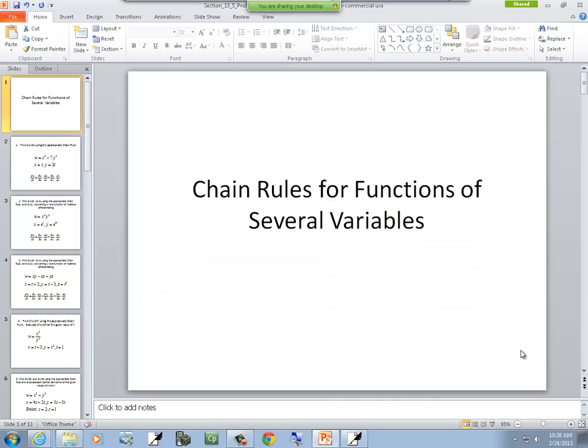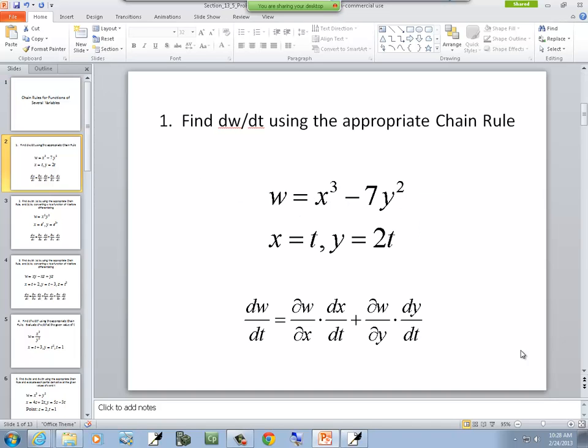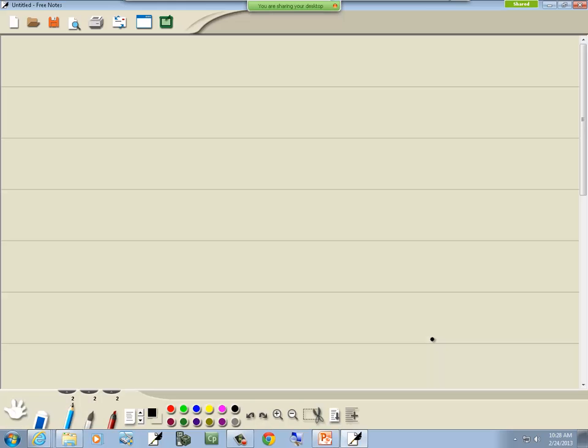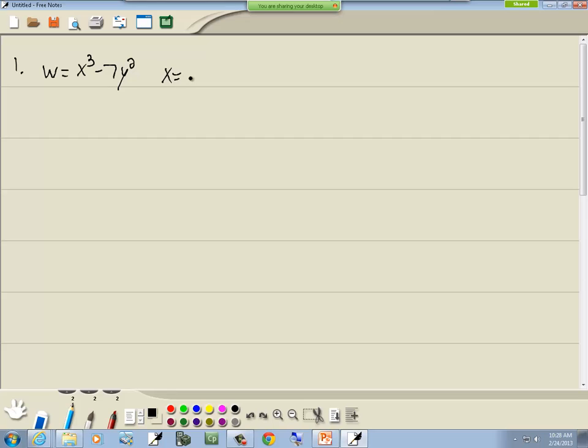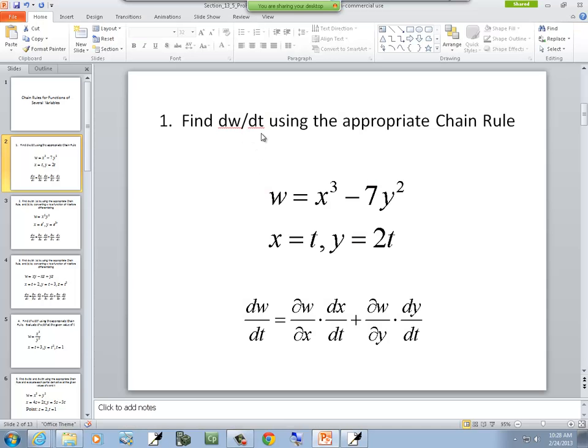Let's take a look at chain rules for functions of several variables, and we'll show it with an example here. We've got w is equal to x to the third minus 7y squared, and x is equal to t, and y is equal to 2t. And it wants to find dw dt, and our formula for that is down below.